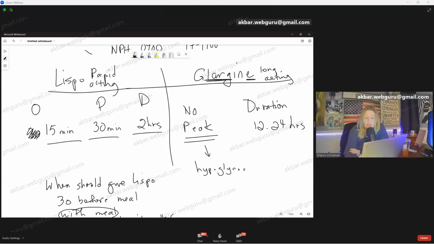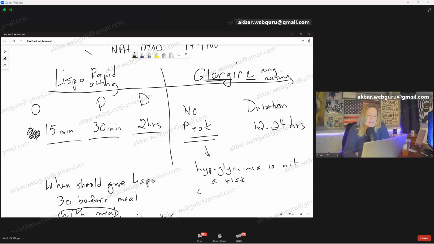Hypoglycemia is not a risk. Now, you can say, I don't believe that. Okay, you don't have to believe it in real life, but on the test, you have to believe it. Because if hypoglycemia is a risk at the peak and there's no peak, then hypoglycemia is not a risk.